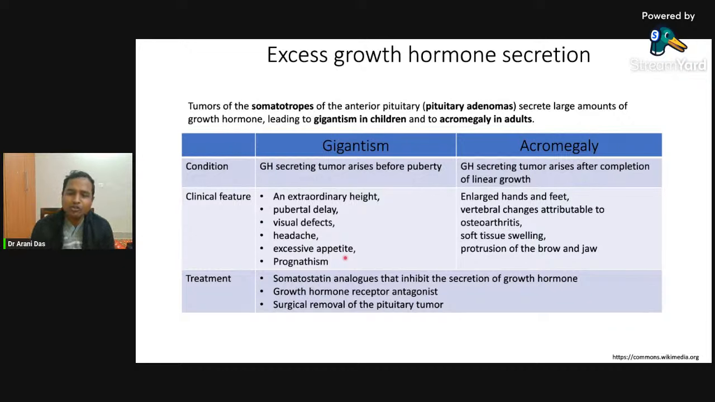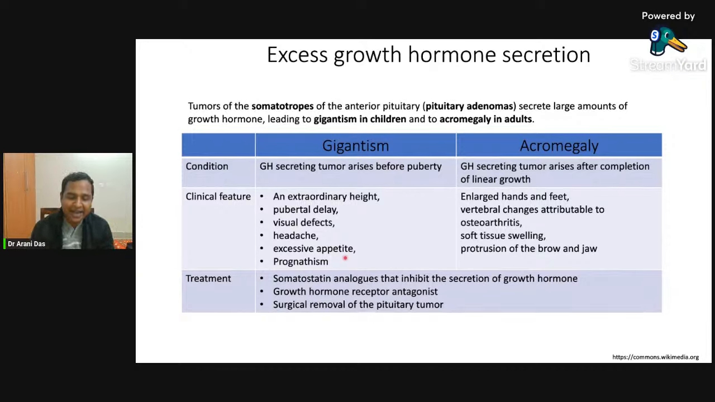And acromegaly is a growth hormone secreting tumor which arises in the adult phase. So when linear growth is almost complete and we have already attained the maximum height, it has a different scenario of enlarged hands and feet only. Vertebral changes may be associated with osteoarthritis, patchy soft tissue swelling, and protrusion of the eyebrow and jaw we can see. So these are the two different scenarios that depend on at what age the benign tumor arises.